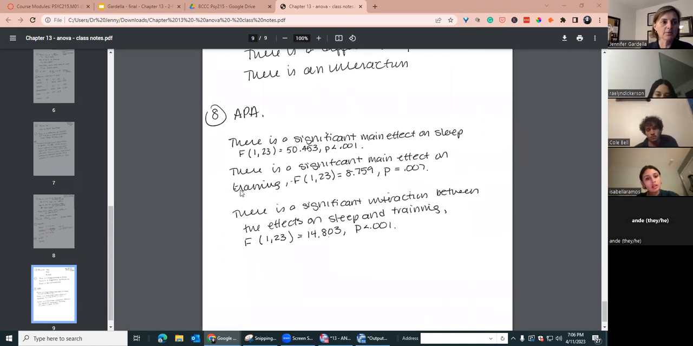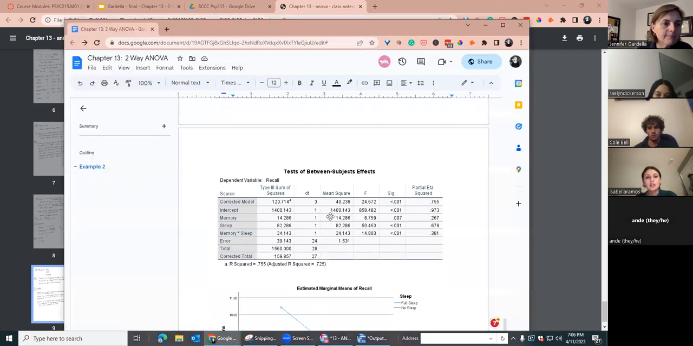And this is how you write out the APA. So there is a significant interaction. There's a main effect of sleep, F with 1 and 23 degrees of freedom equals 50.532. P-value is less than 0.01. Let me just show you where we got that from. Fs are here in the significance column, just like they were in the last example.